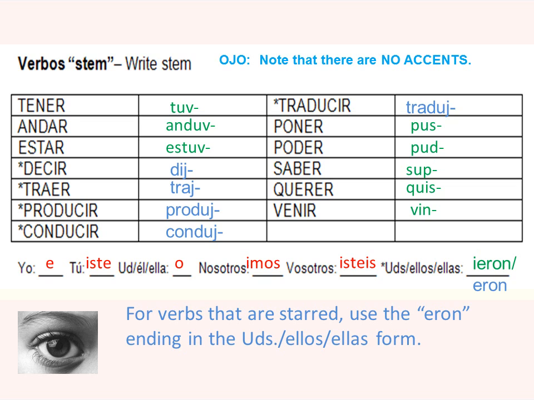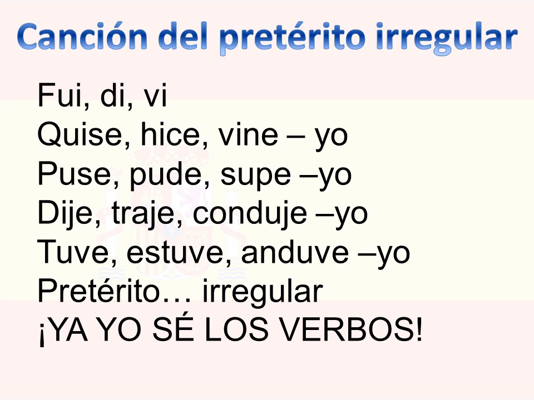Okay, we're going to do the song in just a second. Here we go. Fui, di, vi, quise, hice, vine yo, puse, pude, supe yo, dije, traje, contuve yo, tuve, estuve, anduve yo, pretérito irregular, ya yo sé los verbos.